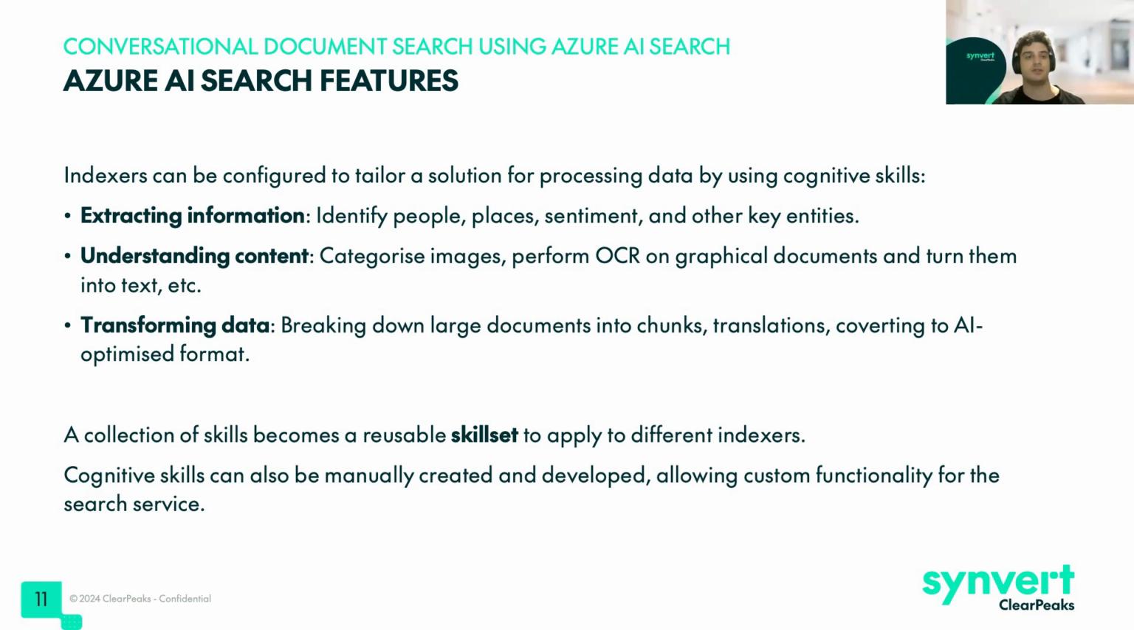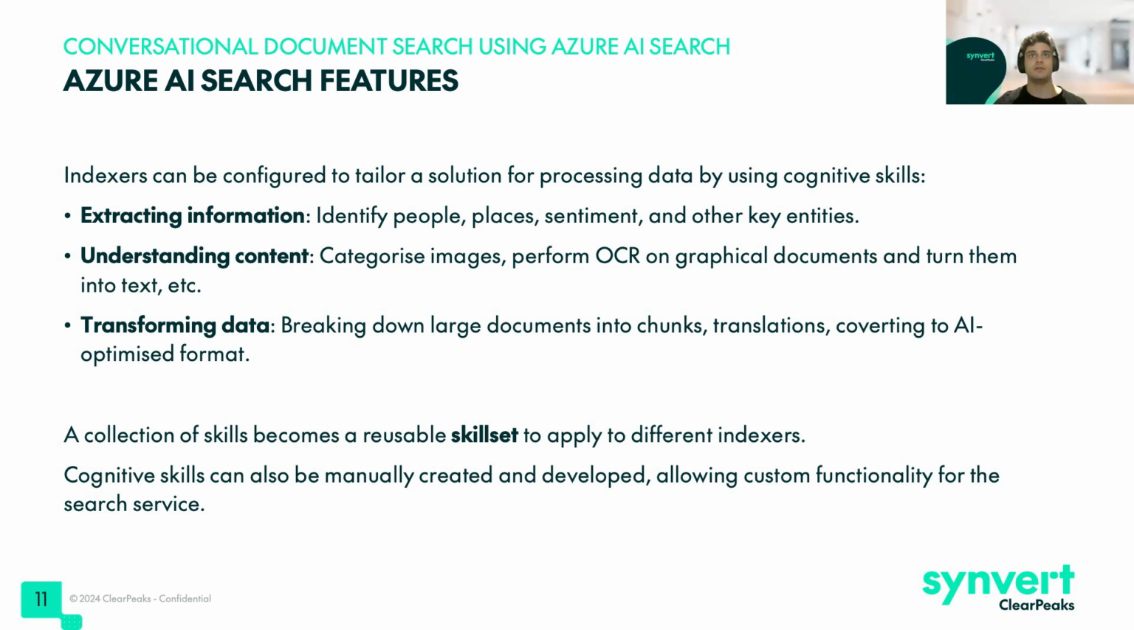There are three different kinds of cognitive skills. There are cognitive skills, for example, to extract information. You can identify people, places, sentiment, and other key entities. You can have cognitive skills to understand the content, things like categorize images or perform OCR on graphical documents. And you can also use them to transform data. So for example, to break down large text files into chunks. You can do translations, and it can convert to an AI optimized format by doing something like embeddings with AI models.